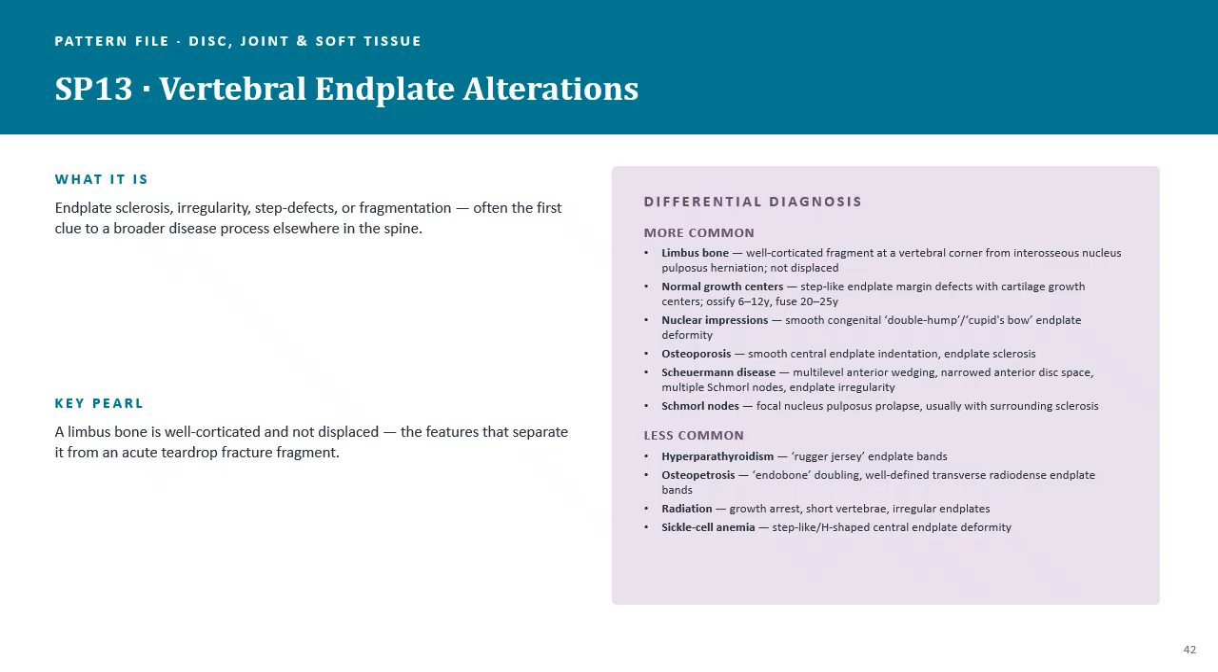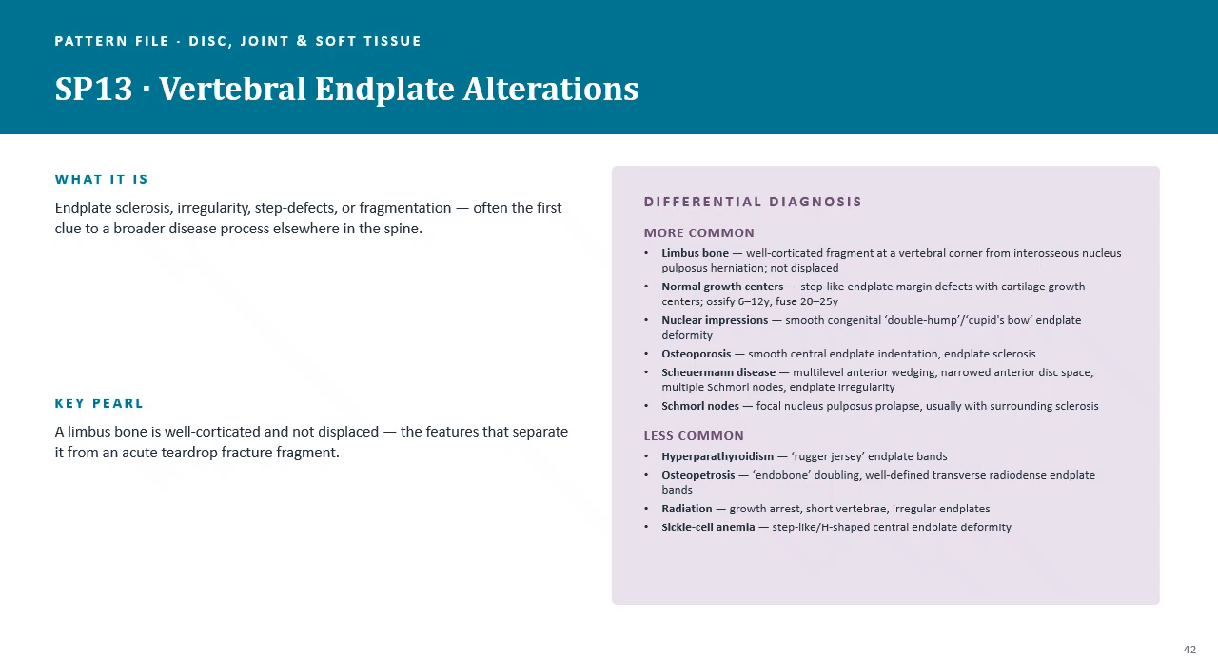Another common finding is the Schmorl node. This happens when some sort of soft material from the disc is pushing up or down on that vertebral body through the end plate. So again, think of the disc as basically making a little dent in the bone. When we see some of these end plate changes, we start to think about Scheuermann's disease, especially when there are multiple nodes along with wedging of that vertebrae.